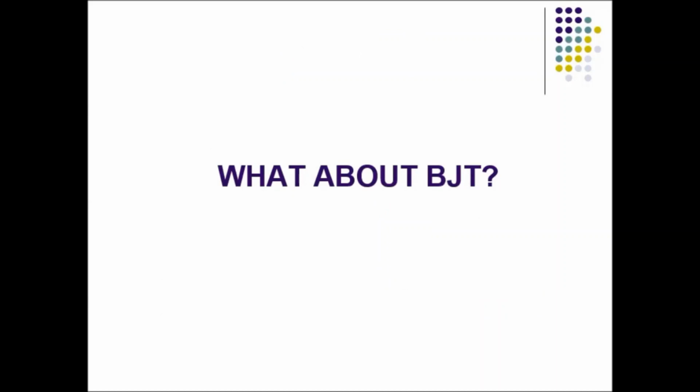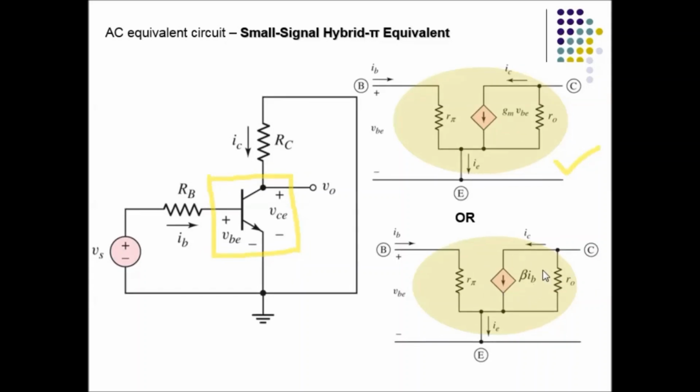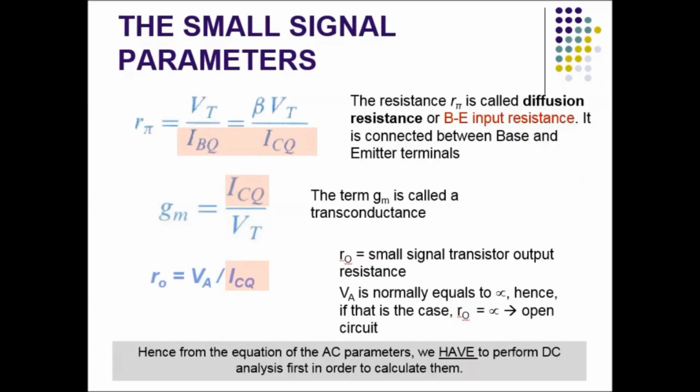So what about BJT? For BJT, this NPN transistor will be represented as this equivalent circuit or this. But in this video, I'm going to cover this equivalent circuit only. The only difference between these two is the term gm vbe, and this circuit is using beta ib for the current source. The small signal parameters, which are also the AC signal parameters, are r-pi, gm, and ro.